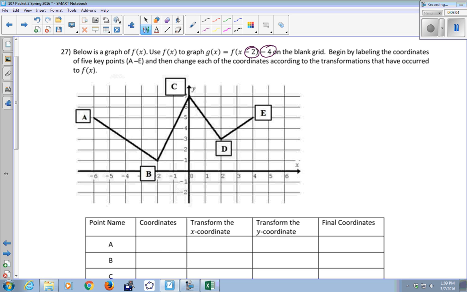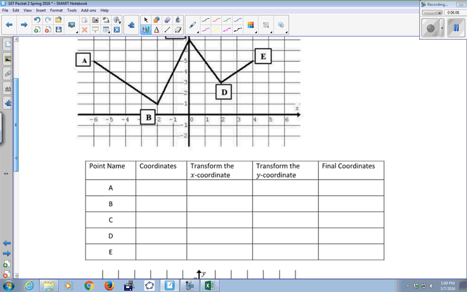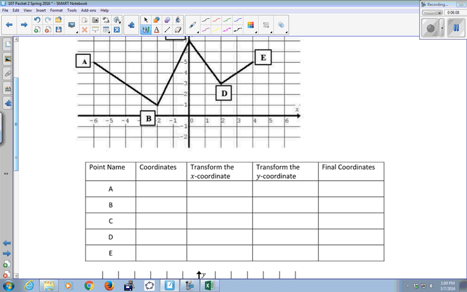And then I'm going to change each of the coordinates according to what this says is happening and what this says is happening. Okay. All right, so A is at -6, 5. B is at -2, 1. C is 0, 7. D is 2, 3. And E is 4, 5.